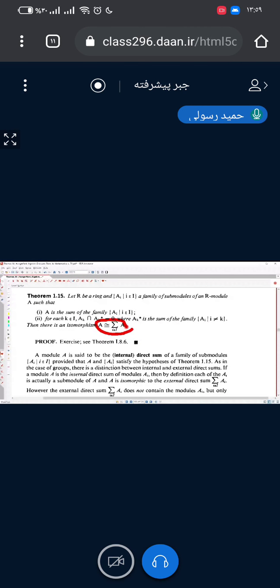It says that if A_i is a family of submodules of A such that A is the sum of the A_i, and the intersection of A_k with any A_k star is 0, where A_k star is the sum of the family A_i, i not equal to k, then there is an isomorphism between A and the sum of its submodules.